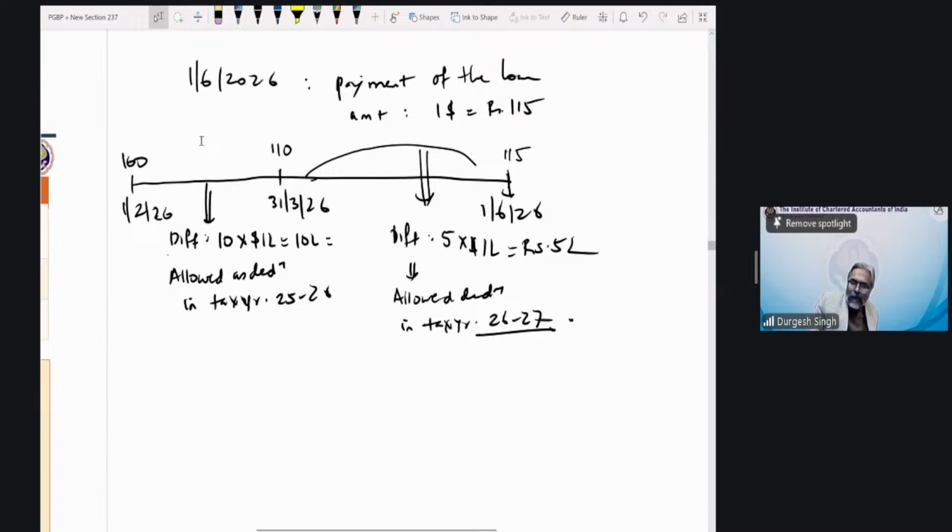Why? I'm not talking about the interest particular part. Be very clear on this part. The interest particular part on the loan. Yes, you say, sir, what about interest that I have taken? Claim the deduction. Claim the deduction in this case. No issues on that. In this, whatever is the interest particular part, keep claiming the deduction.